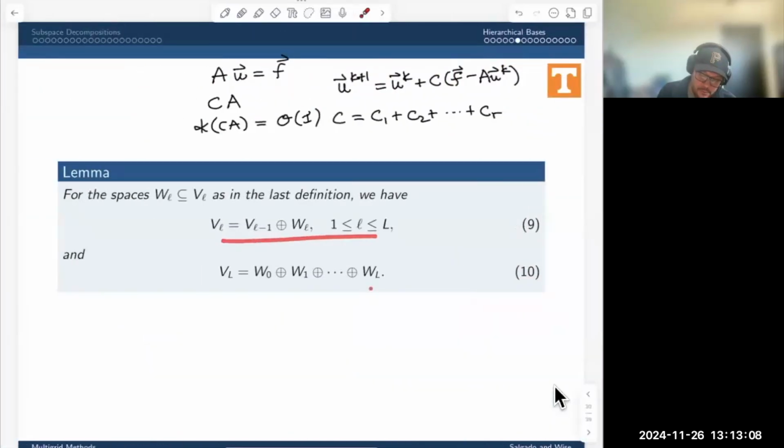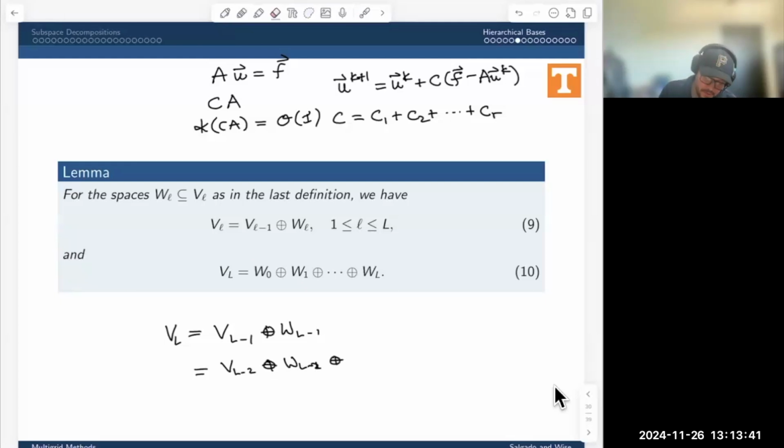Now, how do we show this one? Well, that's easy to do, because if we start out with V_L, we just proved that that's V_{L-1} direct sum W_{L-1}. And now we also know that we have a similar decomposition for this one, so we could write that in. That's equal to V_{L-2} direct sum W_{L-2} direct sum... let's see, I did that wrong. That should be L.